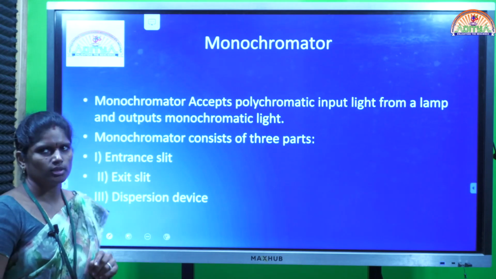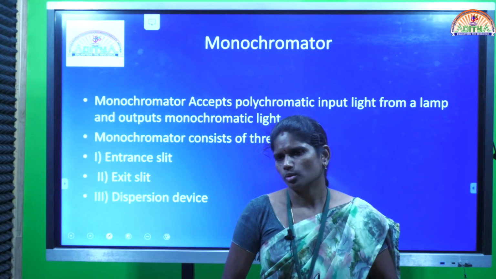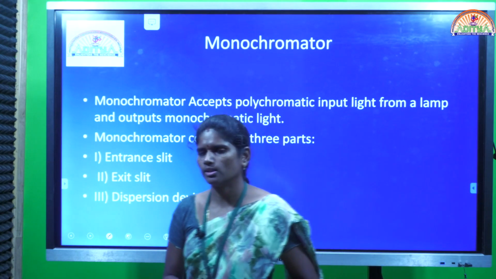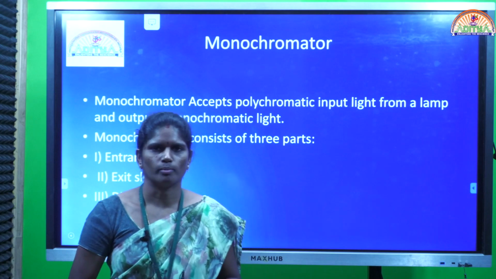The second important component of the instrument is the monochromator. This monochromator is important for the conversion of polychromatic light into monochromatic light.